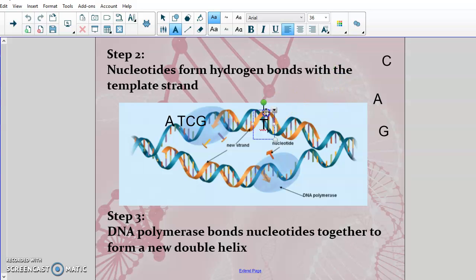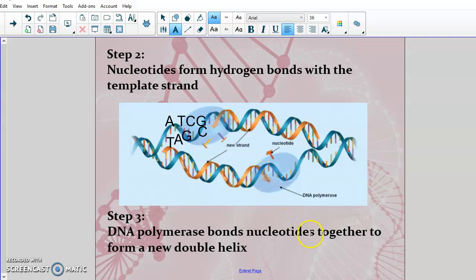So if there was an A on my strand, a free-floating T would come in right here, see? If the next one was a T, a free-floating A would come in, and it would bond here. If the next letter was a C, a free-floating G would come in. And if there was a G, a free-floating C would come in, and it would just keep going. So the nucleotides would come in and form hydrogen bonds with the template strand in the correct sequence, and start to make a new strand.